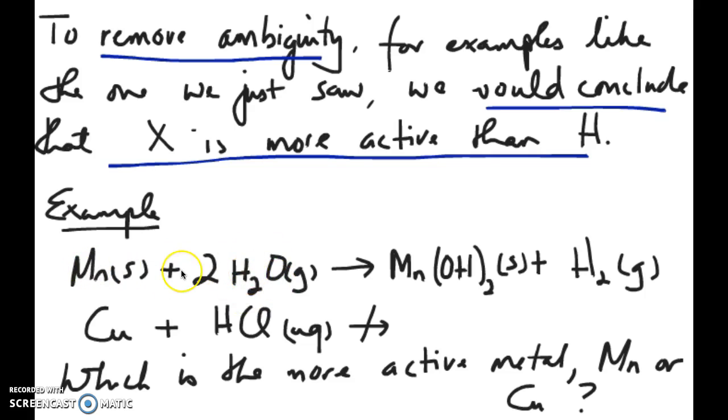So then manganese must be a more active metal compared to H. Okay, so that's the first thing you need to keep in mind. The second one is you look at copper with HCl. Well, HCl is a more reactive form of H. The fact that copper cannot react with HCl tells you that copper also will not react with water, in which case copper must be less active than H. So manganese is more active than H, copper is less active than H. That tells you that manganese must be more active than copper.